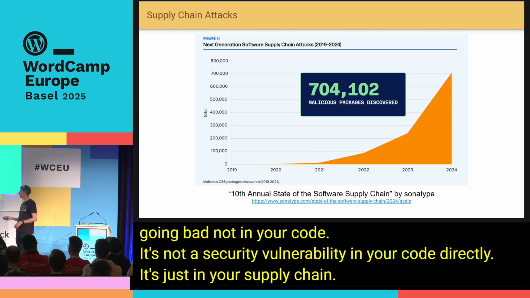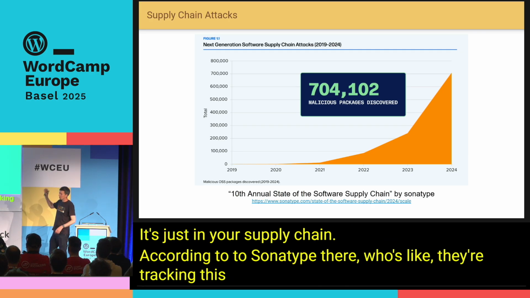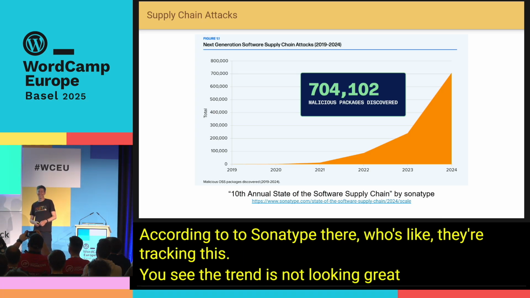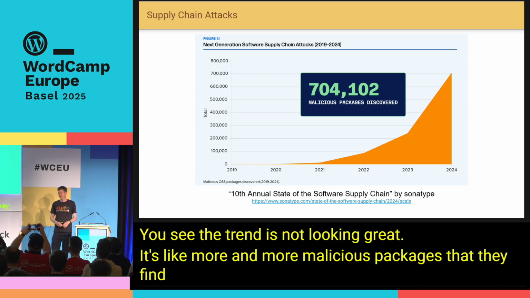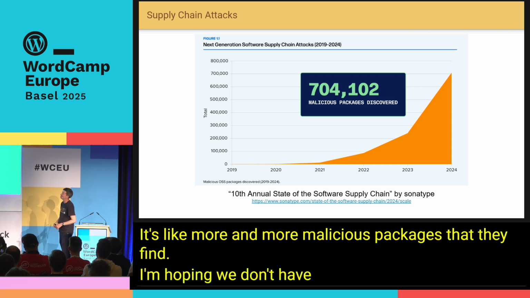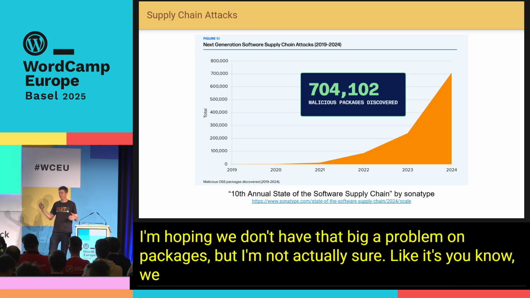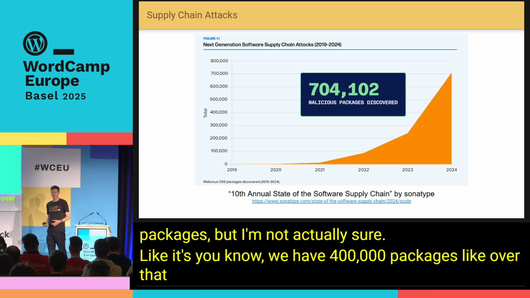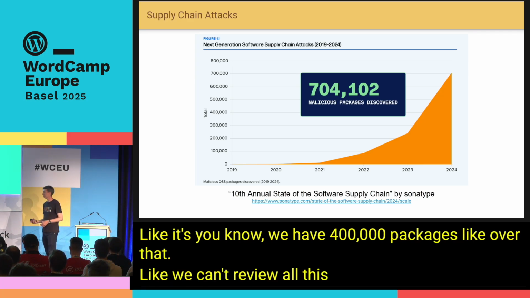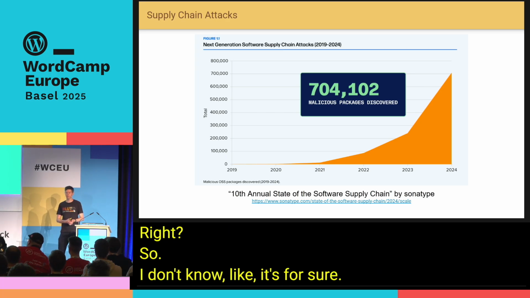According to Sonatype, who are tracking this, you see the trend is not looking great. More and more malicious packages are being found. I'm hoping we don't have that big a problem on Packagist, but I'm not actually sure. We have over 400,000 packages, and we can't review all this ourselves, right? So I don't know. There's for sure some bad stuff out there.